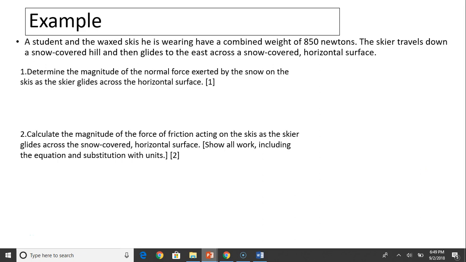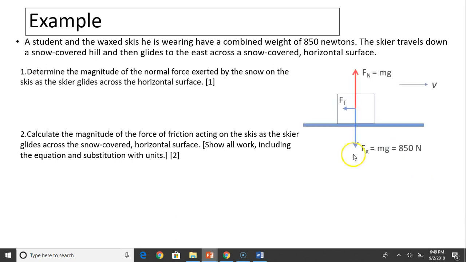Another example, a student and the waxed ski he's wearing have a combined weight of 850 newtons. The skier travels down a snow-covered hill, then glides east across a snow-covered horizontal surface. This is a free body diagram. So on this student, there is gravity, there is normal force, the other one is friction between the snow and the ski. The student is not exerting any force.